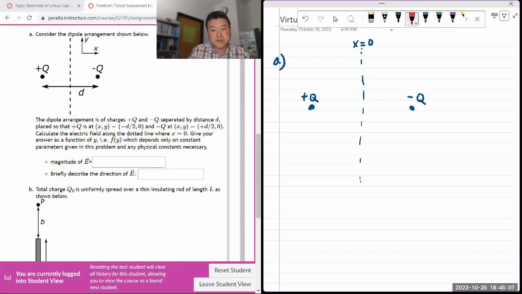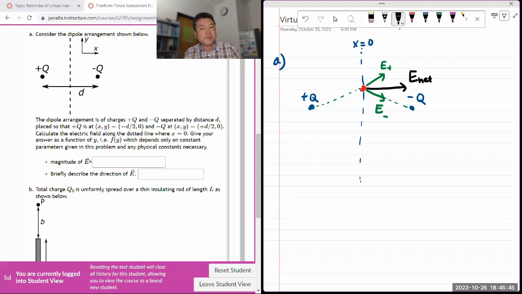So I'll pick a representative point, let's say a point here, and visualize the electric field due to each of these charges. So from charge plus Q, there should be electric field pointed that way. From charge minus Q along this line, there's an electric field towards minus Q that way. So once you draw these figures, I hope you realize that the y component of electric field will cancel out. So the only component of electric field you have to worry about is the x component. That adds up to something like this.